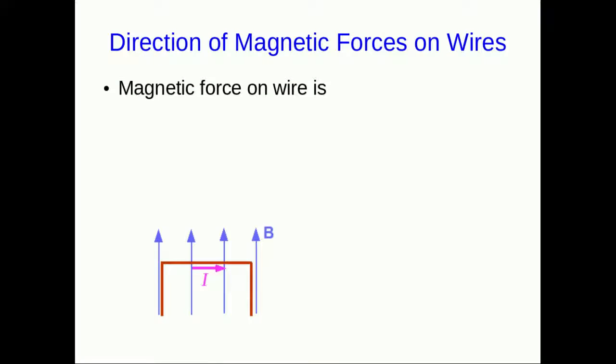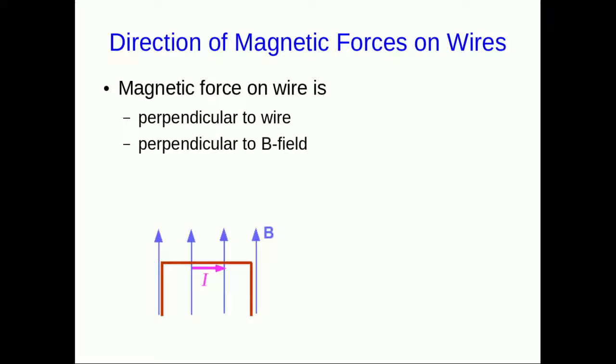Magnetic forces are not like electrical forces. Electrical forces always act in the direction of the electric field or directly opposite the direction of the electric field. But magnetic forces are more complicated than that, and I find that the thing that students have the most trouble with is keeping the direction straight. The magnetic force on a wire is perpendicular to the wire, and it's also always perpendicular to the B field.